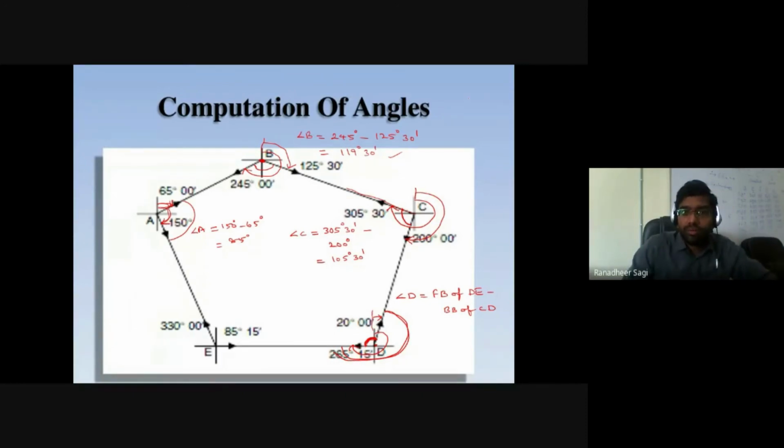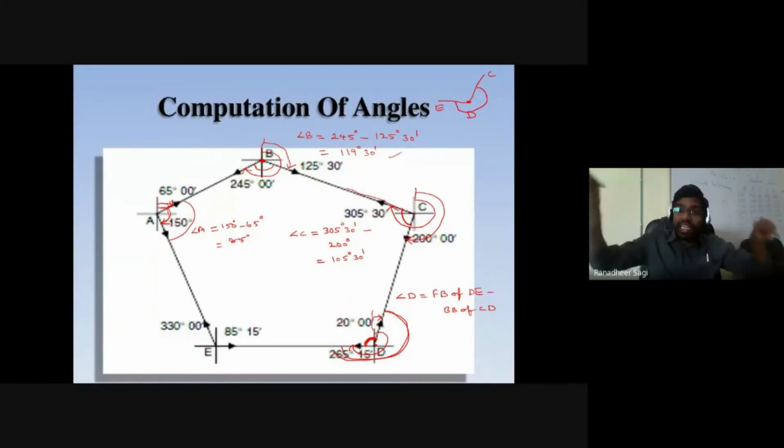Okay. So let me look here. This is the station D. Please look into the top right corner. This is your CD line. Something like this is your DE line. Now what angle am I trying to get from the expression I represented? It's the exterior angle. It's not the interior angle. Okay. So I have to be very careful.